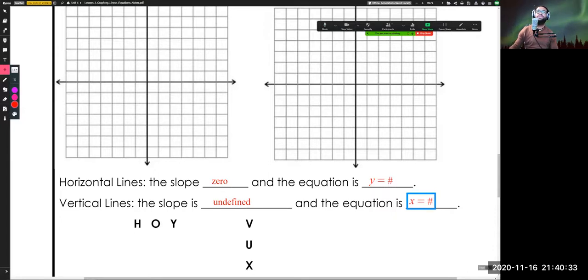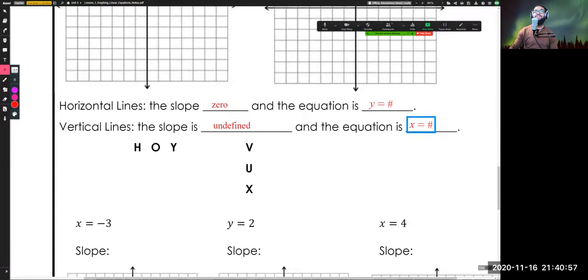All right. So with a slope of 0, we have y is equal to a number. And with the slope being undefined, going up and down, vertical means up and down. So if you remember horizontal means side to side, then you can remember that the other one is just going to be up and down, and that's going to be vertical. Vertical lines, that slope is going to be undefined. And the equation of that is going to be x is equal to a number.